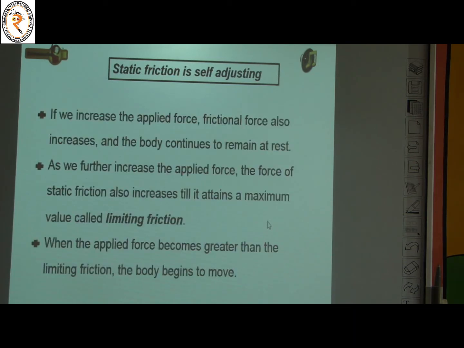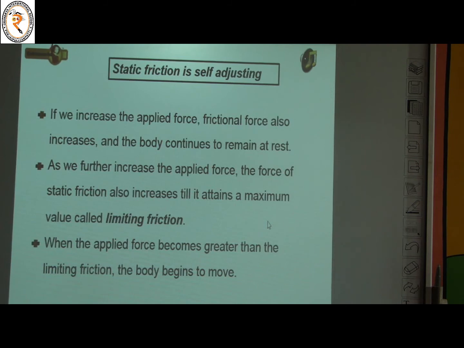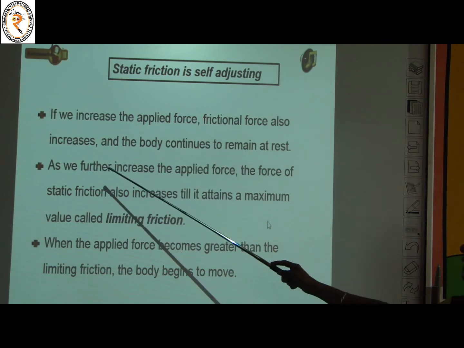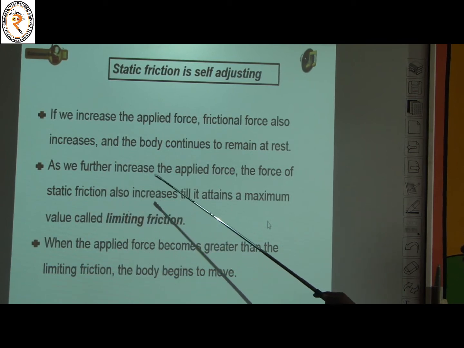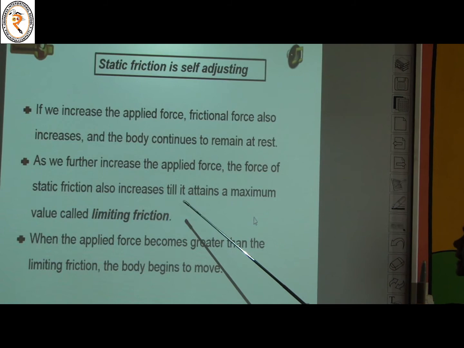Some facts about static friction. Static friction is self-adjusting. We can adjust the static friction. If we increase the applied force, the frictional force also increases and the body continues to remain at rest. As we further increase the applied force, the force of static friction also increases till it attains a maximum value.